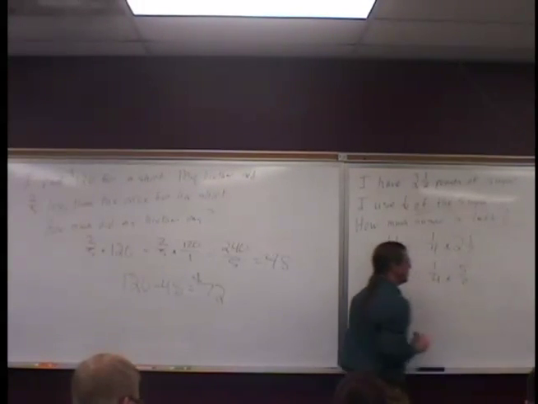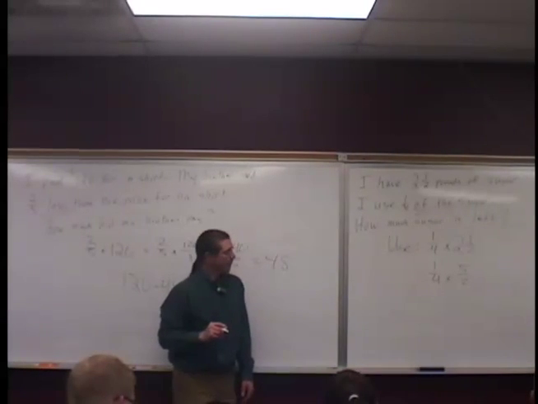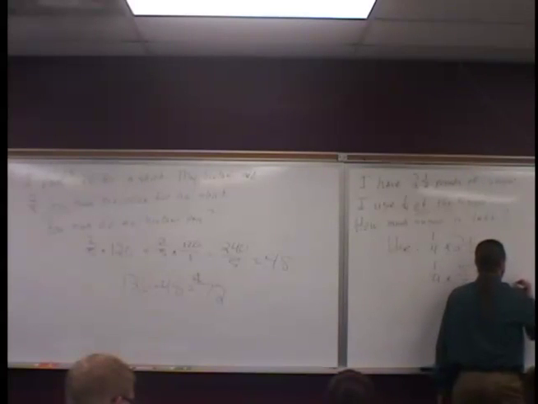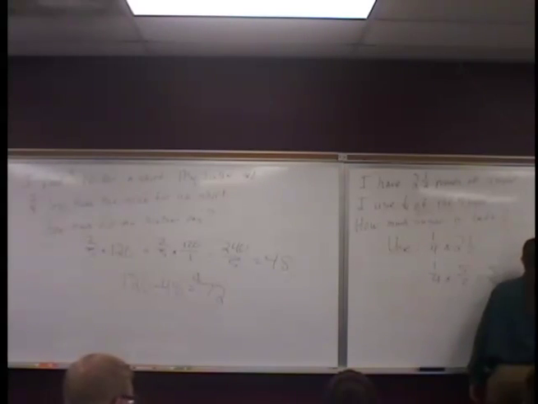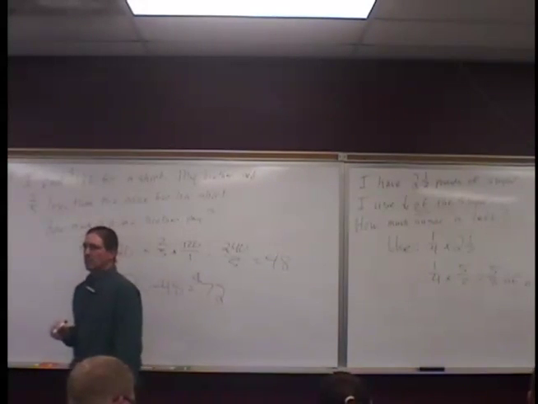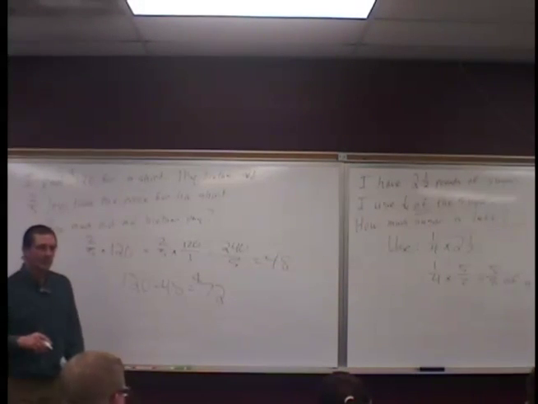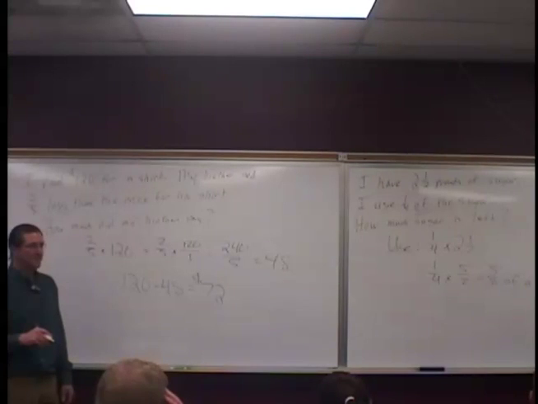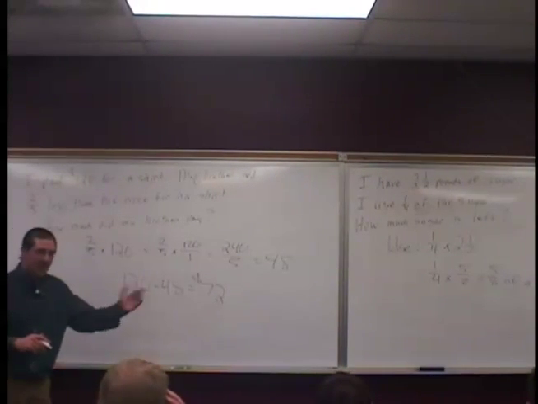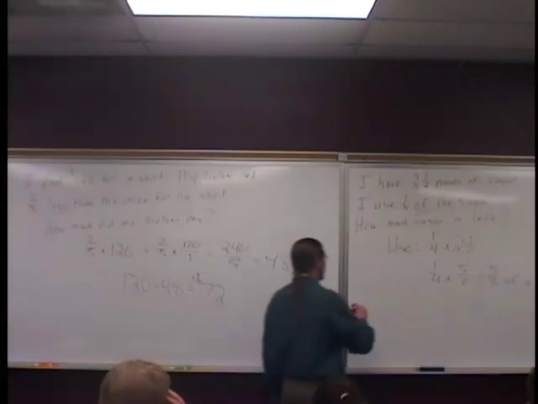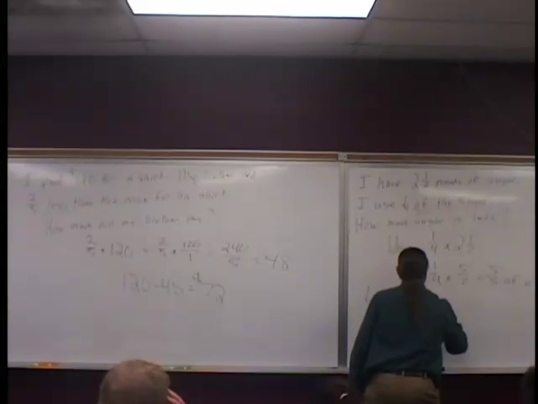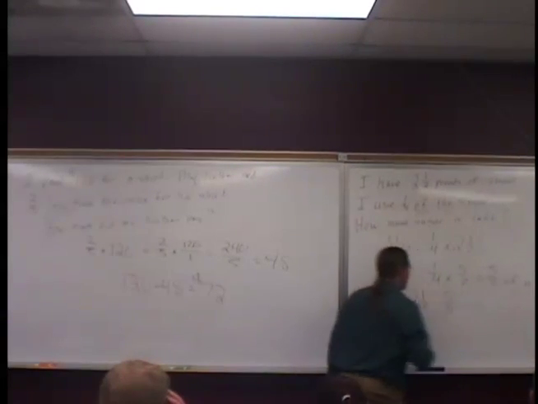5 over 2. I'm using 5/8 of a pound of sugar. I'm making a cake. Apparently that's how much you need. What do you do with the 5/8? Subtract it from the 2.5. Left, 2 1/2 minus 5/8.